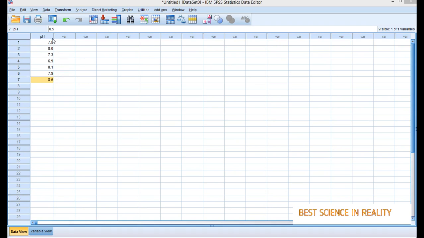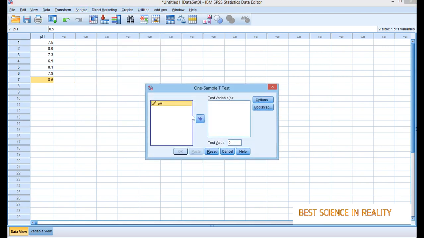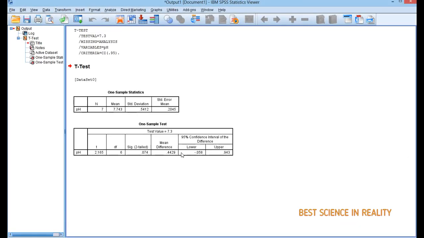So what we do after filling, remember we have the variable view and we have the data view. After filling in the sample pH values you've collected, you select Analyze, then go to Compare Means. In Compare Means, we are only interested in the one sample t-test, so you select One-Sample T Test. We drag pH into the test variable. Then this is where you fill in the standard value you want to compare with the one you've sampled, and you say the standard pH should be 7.3. After that, just click OK.